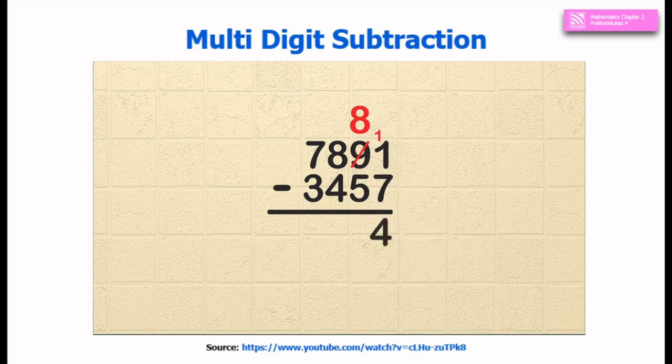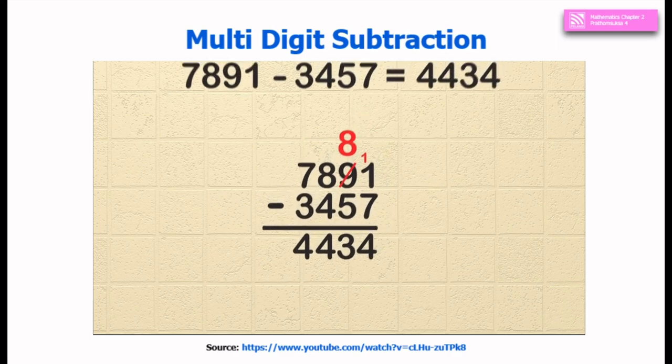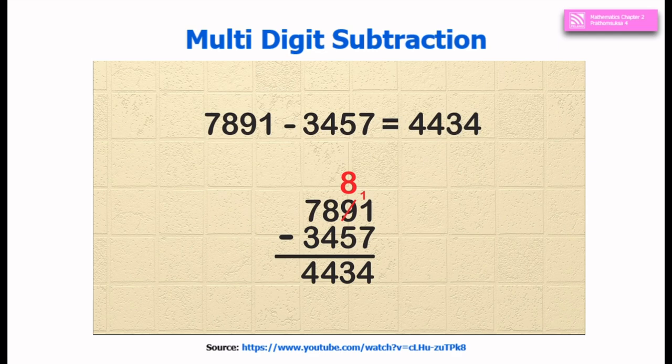Next, subtract the tens column. 8 minus 5 is 3. Awesome job so far. Okay, let's subtract the hundreds column. 8 minus 4 is 4. Now we are on the last column, the thousands place value. 7 minus 3 is 4. Great job! We found 7,891 minus 3,457 equals 4,434. Awesome! We now know how to subtract large multi-digit numbers. Amazing!